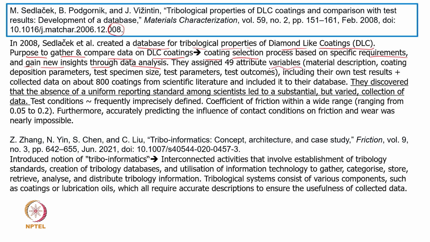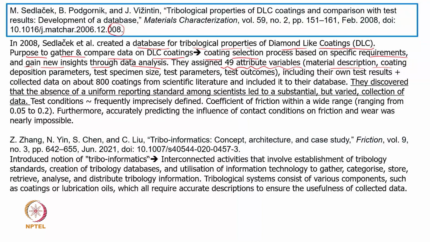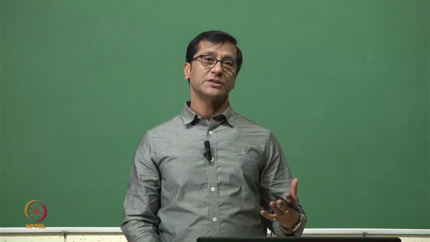They assigned 49 attributes to that. So 49 attribute variables. Now there are some classes in that: material description, coating deposition parameters, test specimen, test parameters, test outcome. So there are many parameters, many variables. Also, they included their own data, and they also covered 800 coatings which have been documented in the literature. So when we go ahead with this kind of approach, naturally there is a lot of abnormality, or we say results will vary from one lab to another lab.